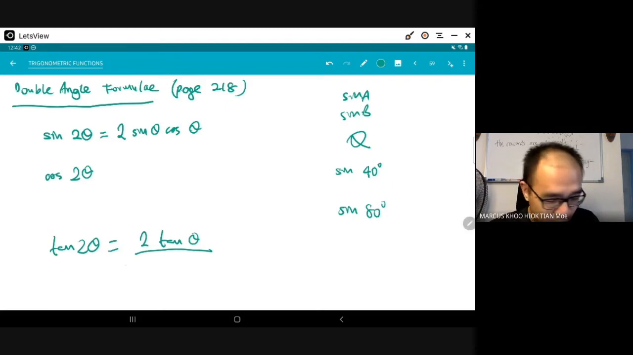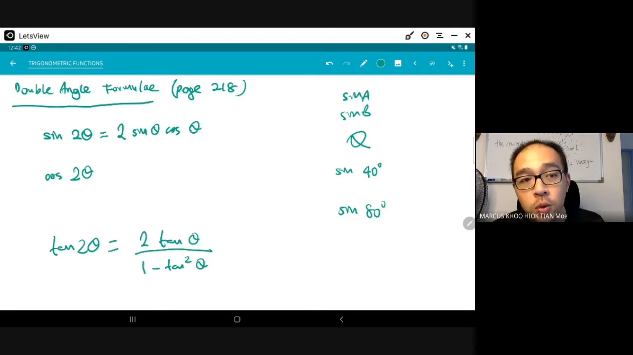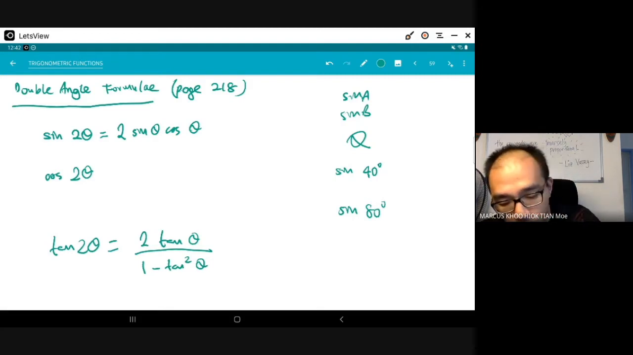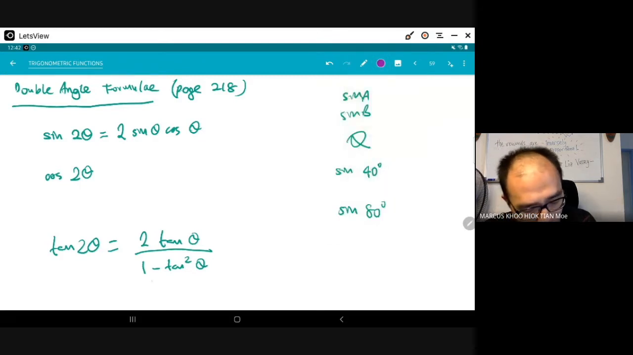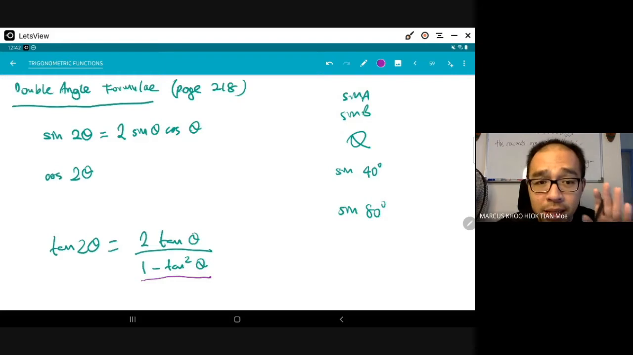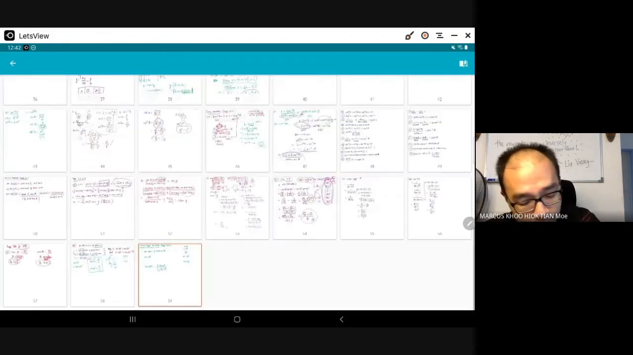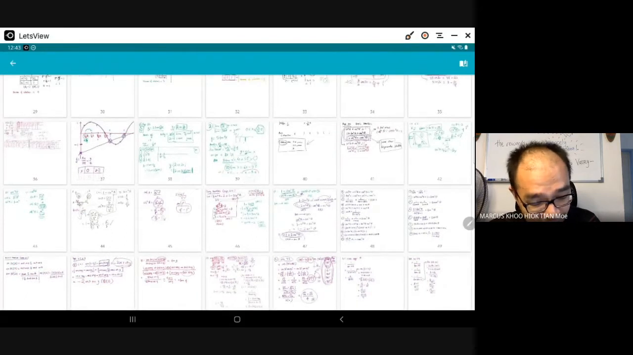Okay, so 1 minus tangent squared theta. This is a formula that is set: 2 tangent theta over 1 minus tangent squared theta equals tangent 2 theta. Now, we have seen this before, or something similar to it, in the identities. Look for the identities again.